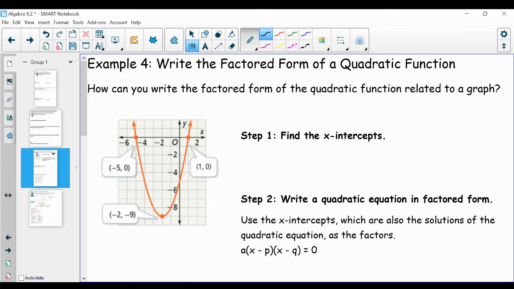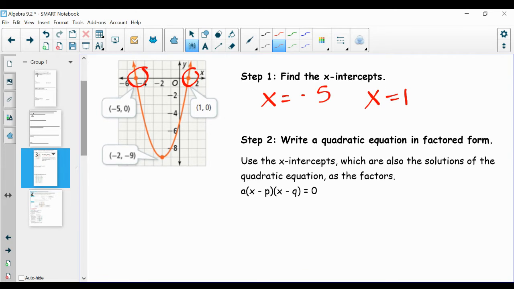We're going to start with the x-intercepts, which we can see are over here and over here, where they cross the x-axis. So the x-intercepts are x equals -5, and x equals +1. Once we have that, we can write the quadratic equation in factored form using the x-intercepts. We're going to leave this a value like this because we don't know exactly if it's 1 or what it is. So we'll figure that out in a later step.